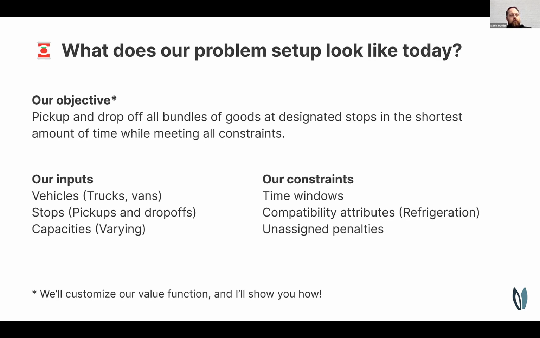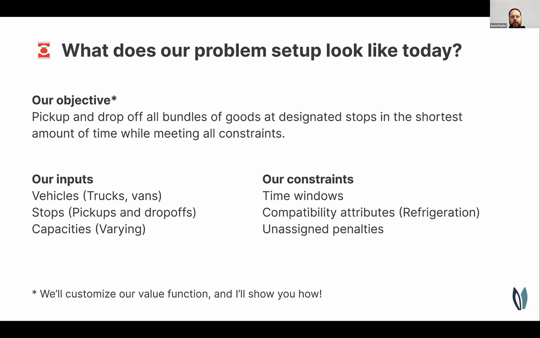So before we jump into the live demo, let me quickly give you an overview of what the problem setup looks like today. So the objective of the model, as I mentioned before, is picking up and dropping off all bundles of goods at designated stops in the shortest amount of time, while meeting all constraints. And our input consists of a set of vehicles. In this case, I prepared a sample with 6 vehicles. We have 30 orders in this sample input, and each order has a single pickup and drop-off stop. So we have a total number of 60 stops in the end.